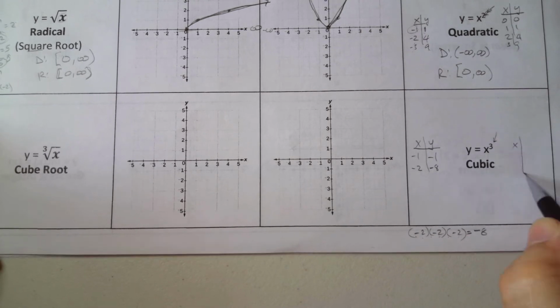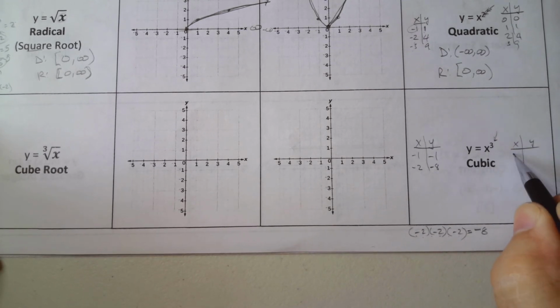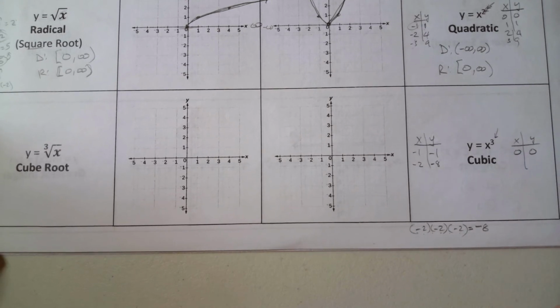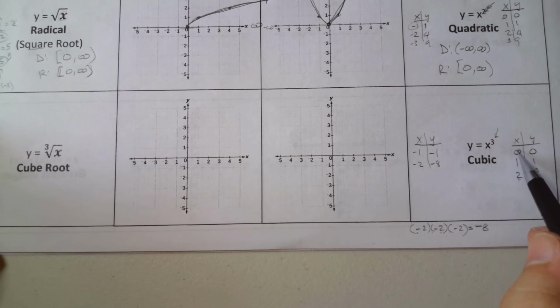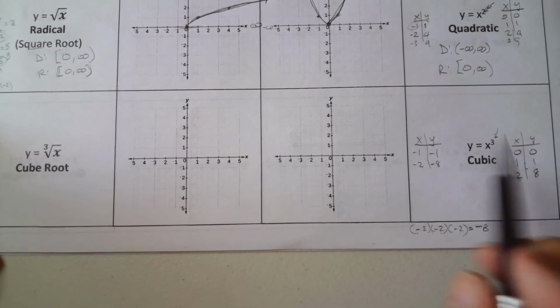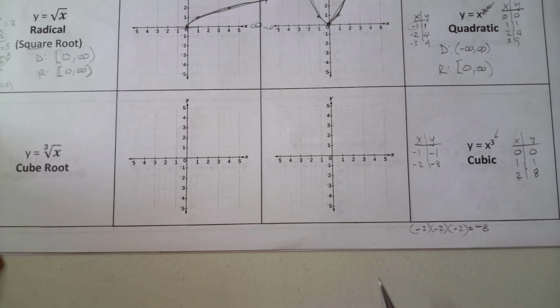Likewise with the positives. When x is 0, y is obviously 0. When x is 1, 1 times 1 times 1 is positive 1. 2 times 2 is 4, times 2 is 8. So if the input's positive, the output's positive. If the input's negative, output's negative.